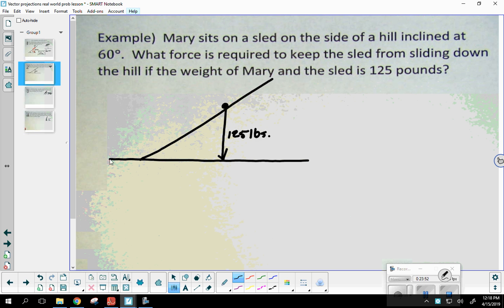Now I want to go ahead and rewrite this vector using its component form. So I've got a vector that goes down the hill, parallel to the hill, and then I've got another vector that's always perpendicular to the hill. The parallel vector is always W1. The perpendicular one is always W2.